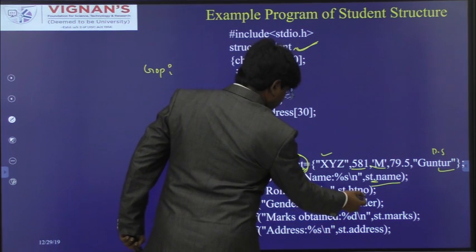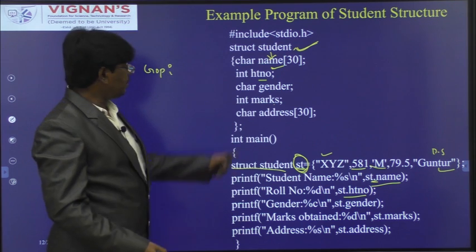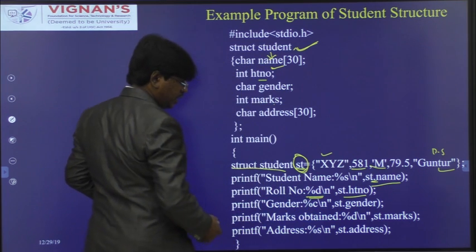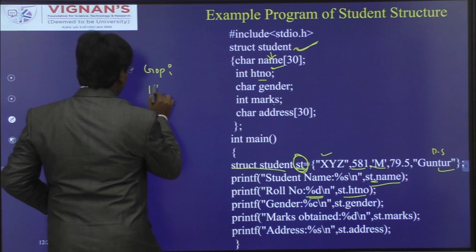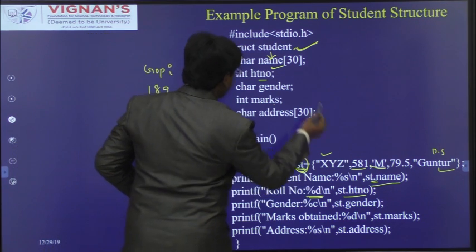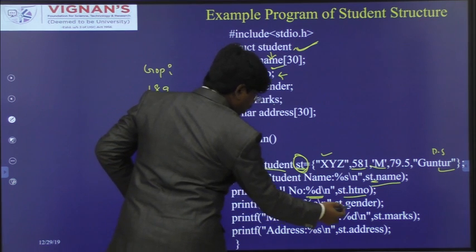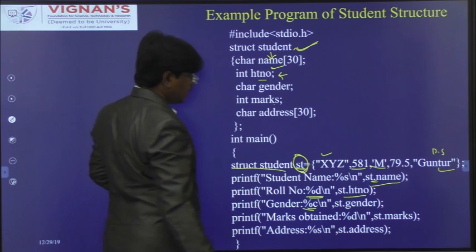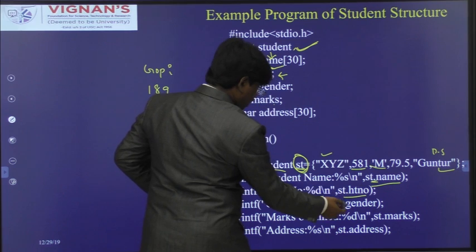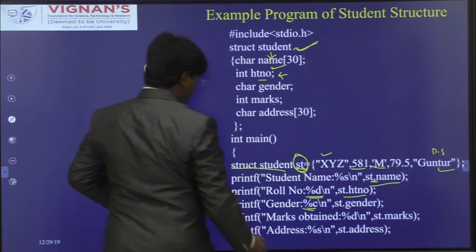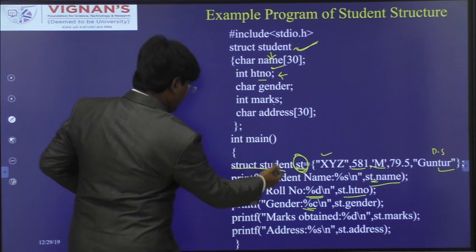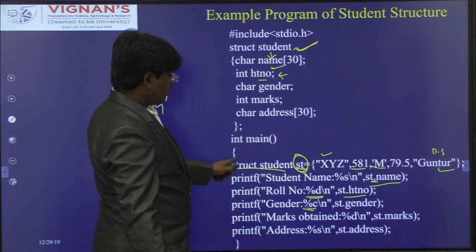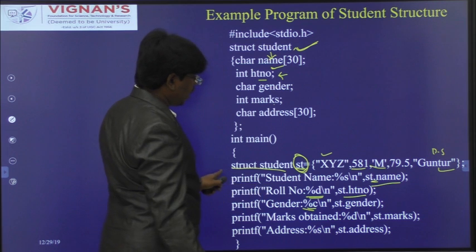Again I am going to store the second member, that is the hall ticket number. Again you have to mention the roll number, percentage d, you have to mention the format specifier, it is integer. So st dot htno, for example 189 is the roll number. That will be stored in the htno. After that, st dot gender, here it is a character, that's why I have mentioned percentage c. Suppose consider male, m. Sir, you are not giving ampersand operators here. For example, here I am printing st.htno, st.gender, all of them.